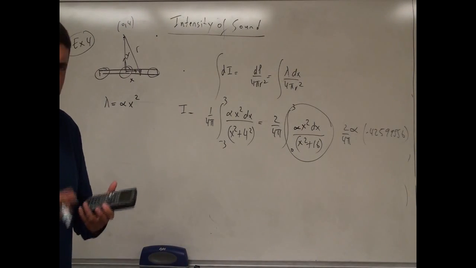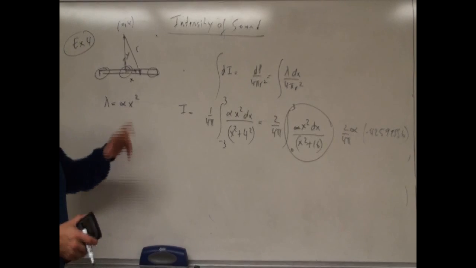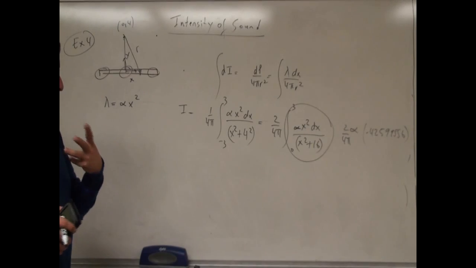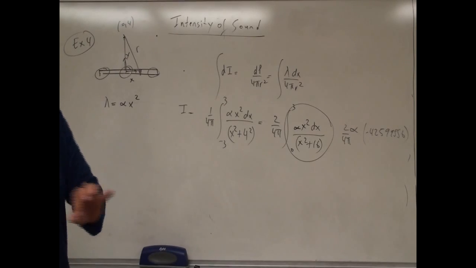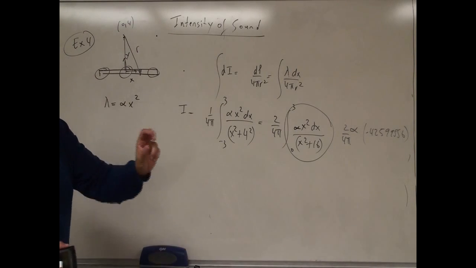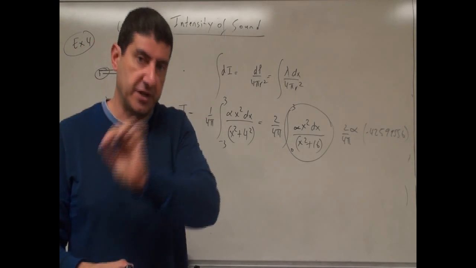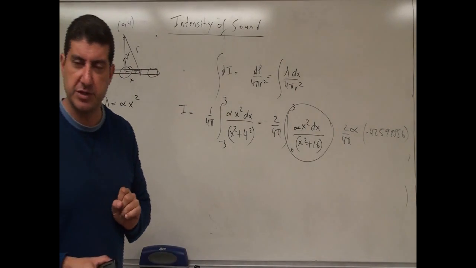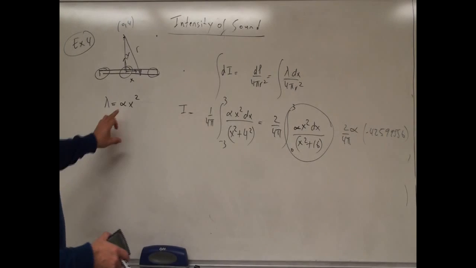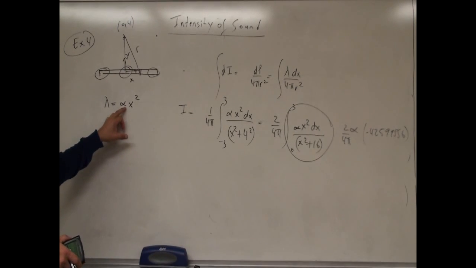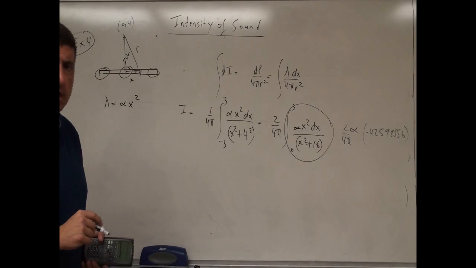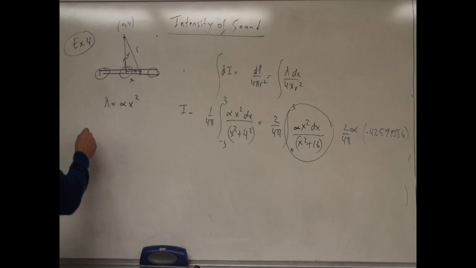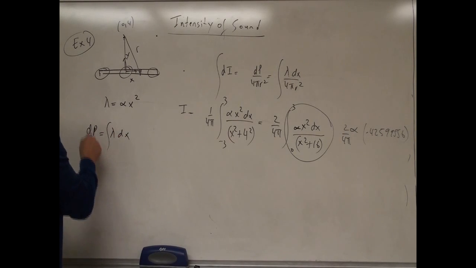So what is alpha? Why do we even need that? Alpha is a certain constant that we have to solve for in order to make the total power of the speaker equal to 100 watts. It's very similar to the electric potential or electric field examples that I did. Whatever constant that is has to be worked out and calculated. We know the total power output of the rod is 100 watts, so we say dP is equal to lambda dx, and then integrate it.